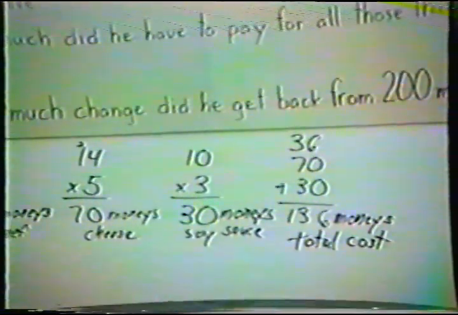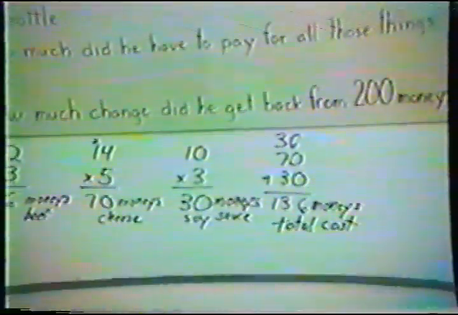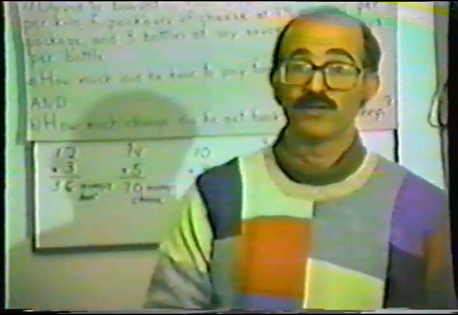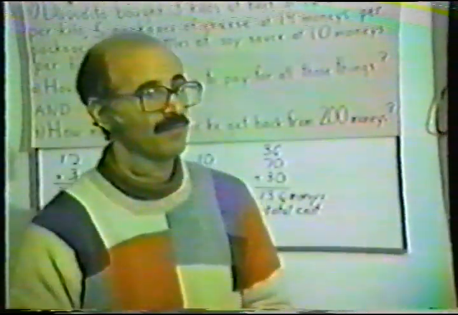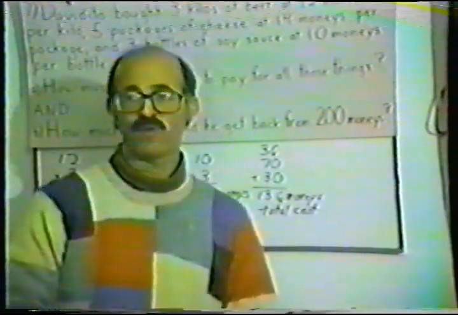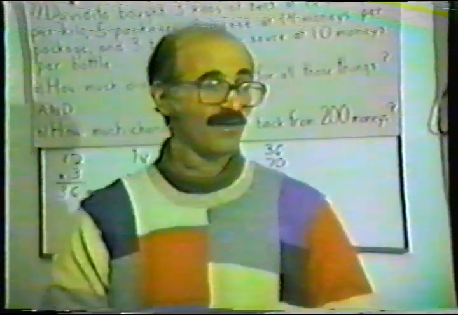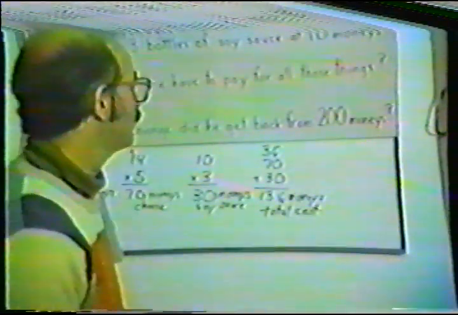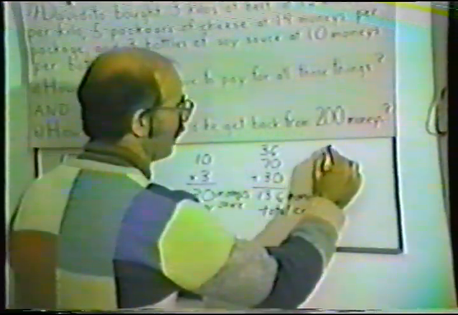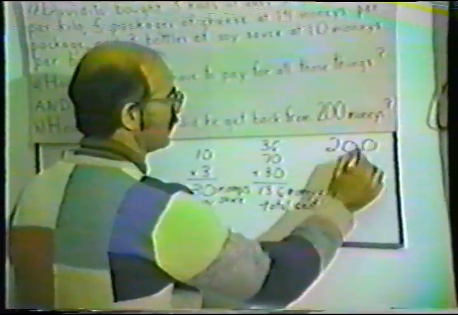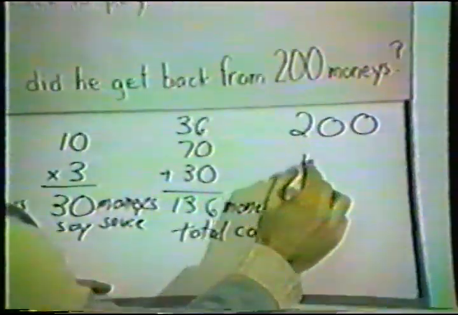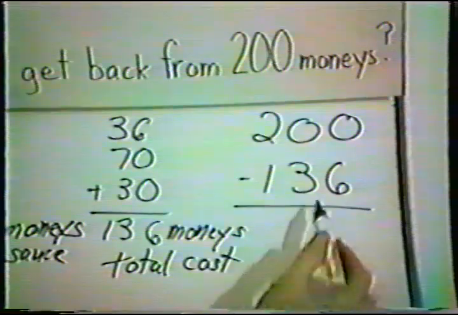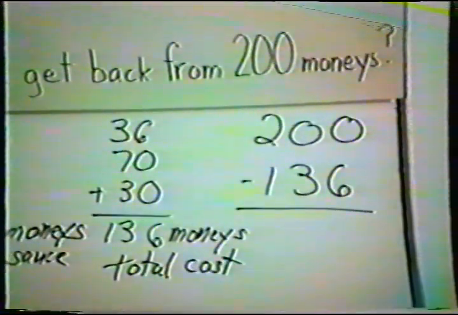And part B, how much change did he get back from 200 monies? What do we always do when we want to find out how much change we got? Subtract. We started out with 200 monies, and we are going to spend 136.